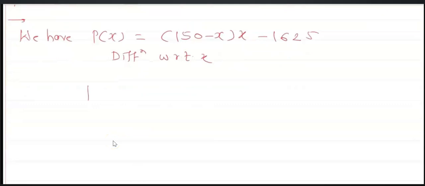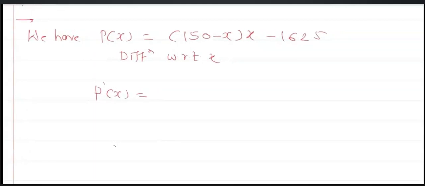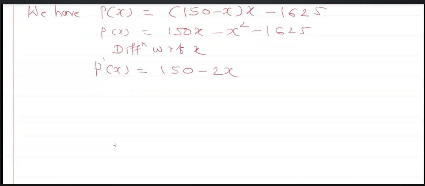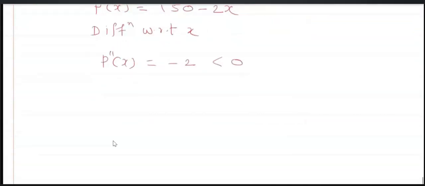Now differentiate this with respect to x. First of all we'll simplify it. That is P of x is equal to 150x minus x square minus 1625. Therefore, P dash of x is equal to 150 minus 2x. Now again differentiate this with respect to x and we get P double dash of x is equal to minus 2, which is less than 0.